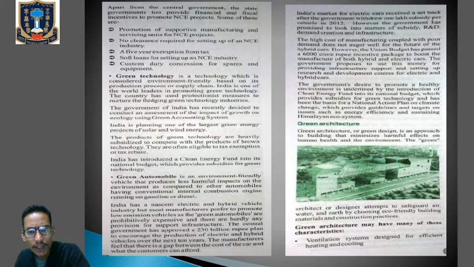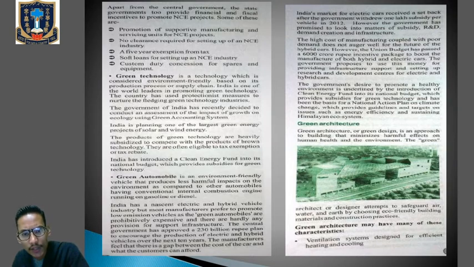So the government of India has recently decided to conduct an assessment of the impact of growth on ecology using the green accounting system. If you can remember the system name, the green accounting system, which has been recently launched by the government of India. They have done an assessment to see the impact of growth on ecology using the green accounting system. So India is planning one of the largest green energy projects of solar and wind energy.